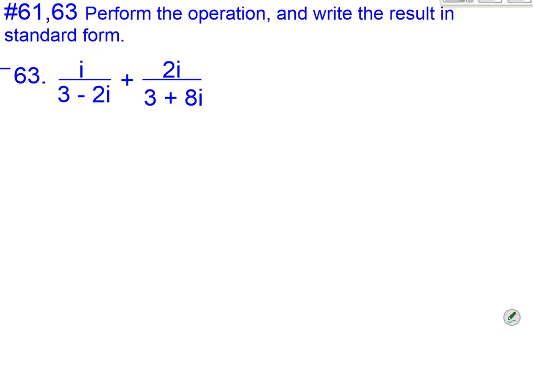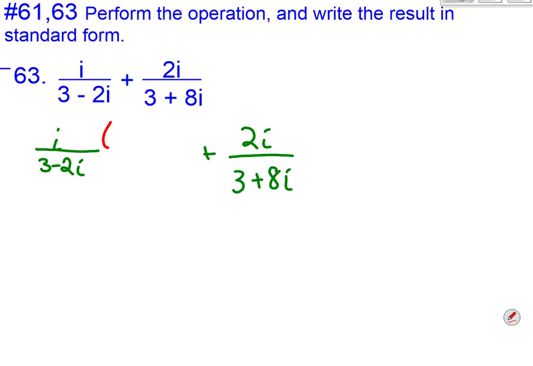So for this one, I have i over 3 minus 2i. I have to make a common denominator, which will be 3 minus 2i times 3 plus 8i. I'm just going to leave some space here, 2i over 3 plus 8i. Like I said, this one is a little bit ugly. My first fraction has to be multiplied by 3 plus 8i over 3 plus 8i.